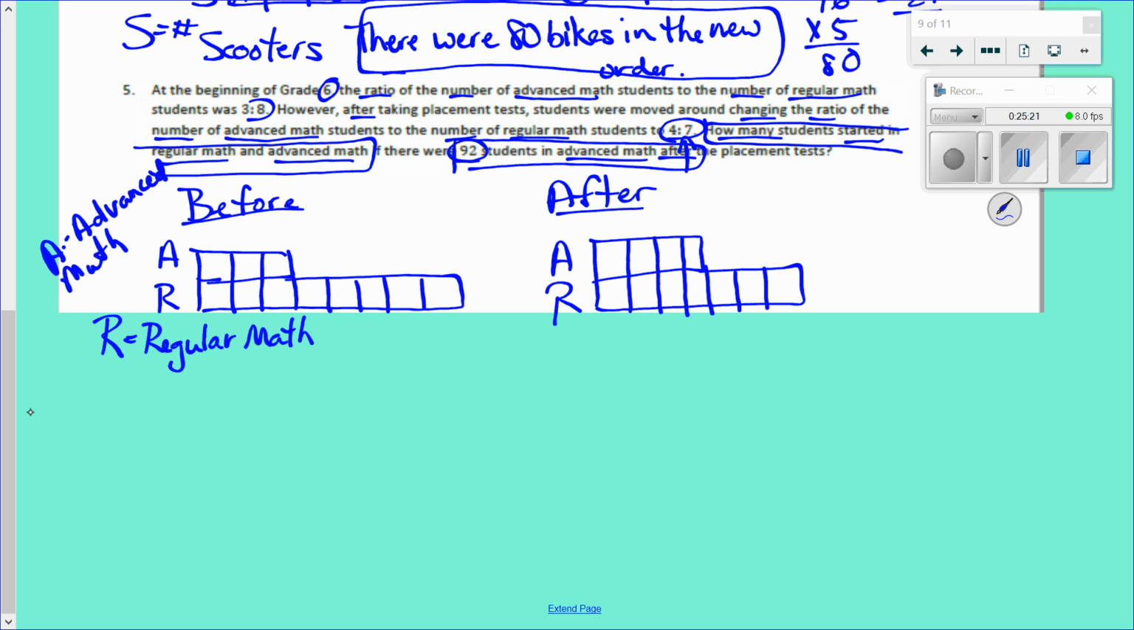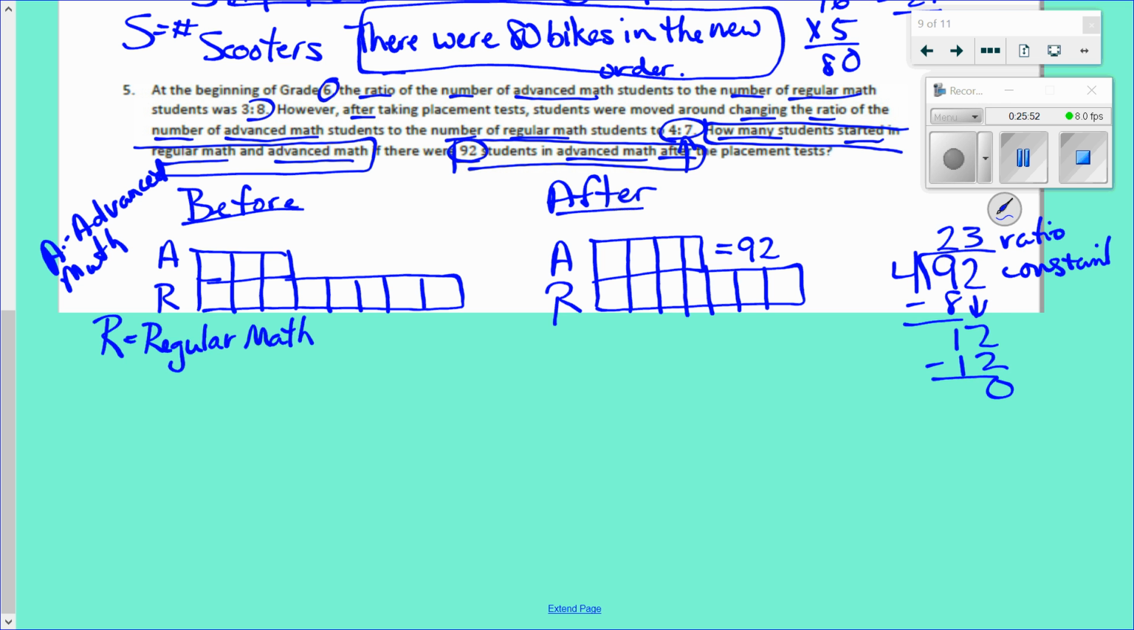So a lot of people are messing this up because all the other ones, we gave you a number off of the first one. So a lot of people are trying to divide by 3 instead of 4 because they put it on the regular, the before instead of the after. So 92, how many boxes do I have for those advanced math students? 4. So I'm going to divide that by 4. It's going to go twice. Bring down my 2. It's going to go 3 times. Gives me a ratio constant of 23. Once I have my ratio constant, it goes in every box.